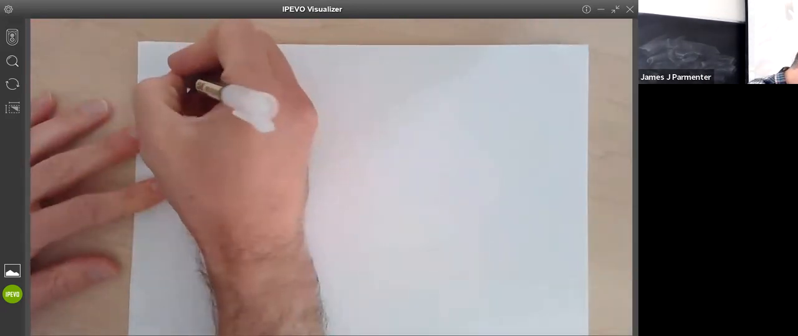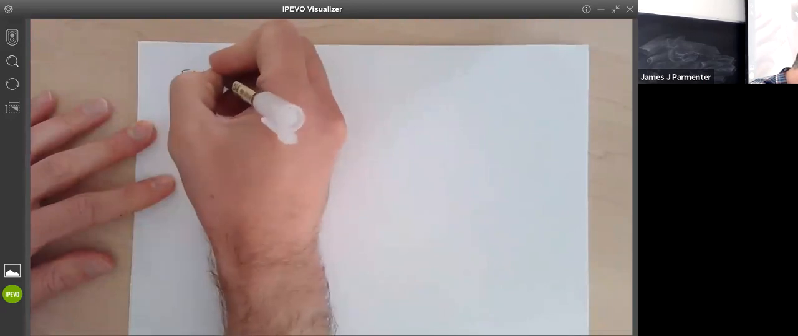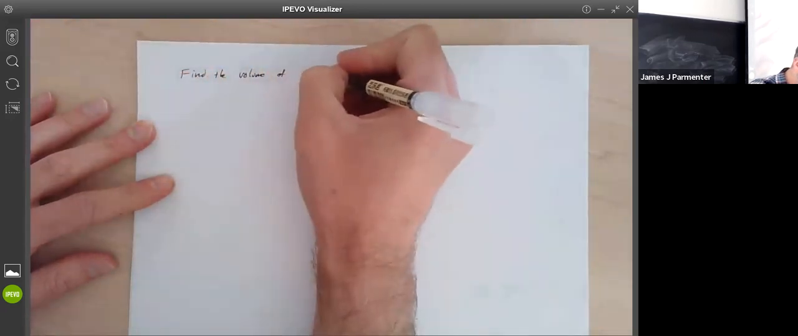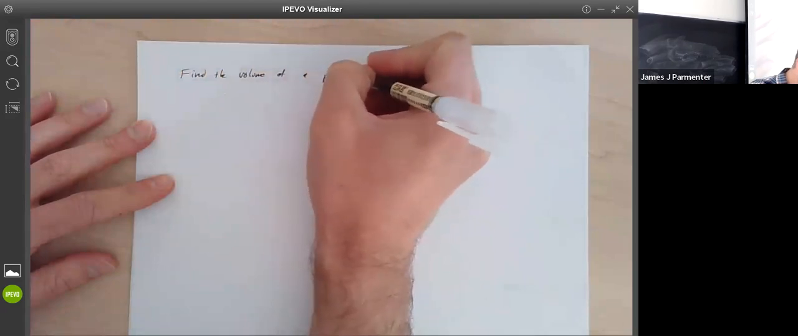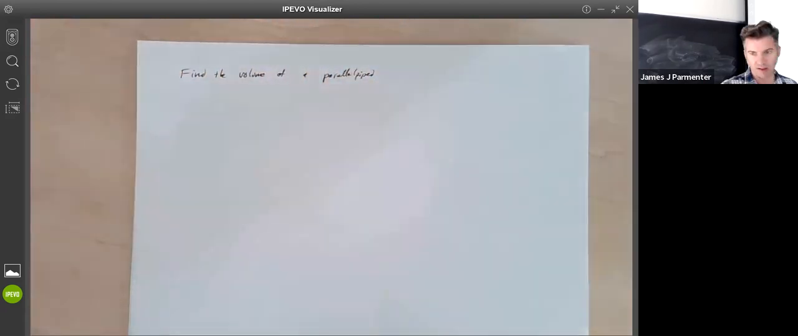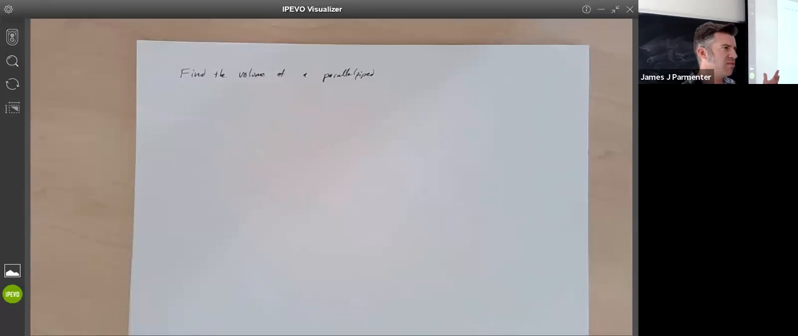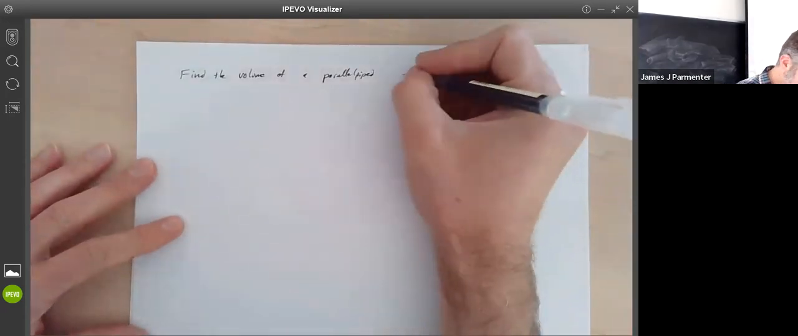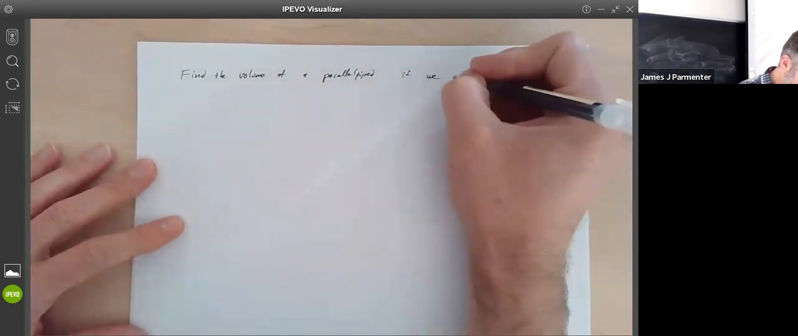We want to find the volume of a parallelepiped. Again, when you hear parallelepiped, you're just thinking of a three-dimensional rectangle or a rectangular prism, a parallelogram prism, something that's not super weirdly shaped, if we are given all 8 vertices.